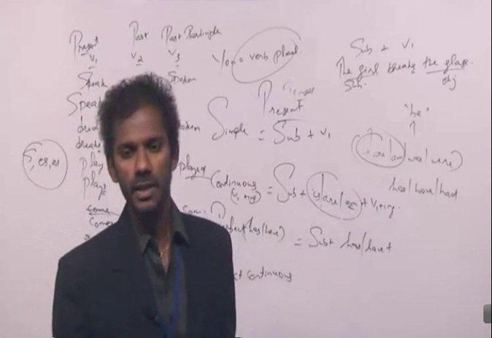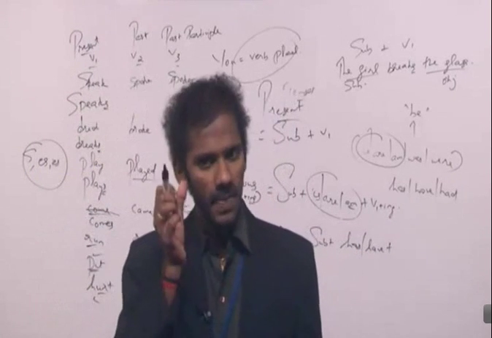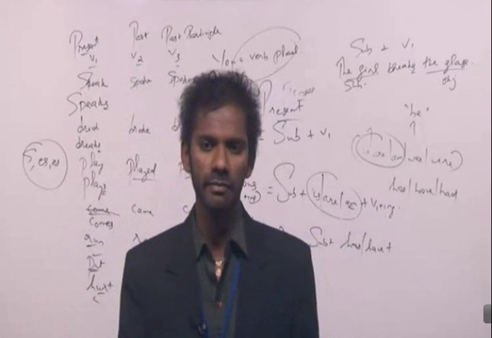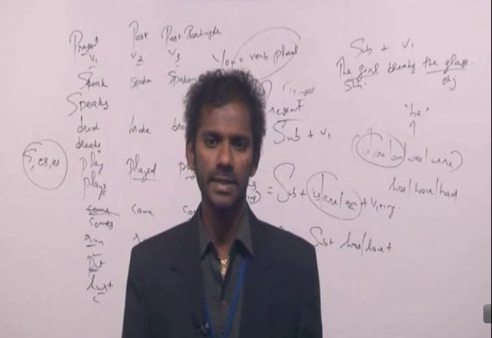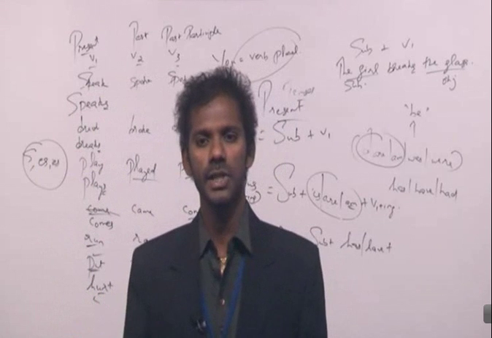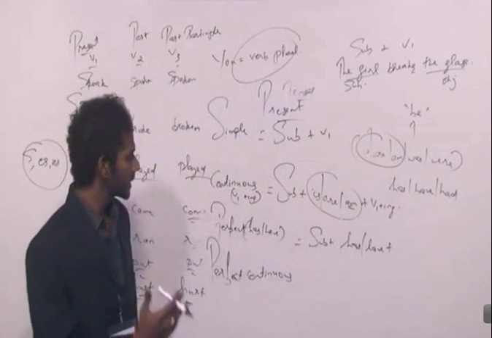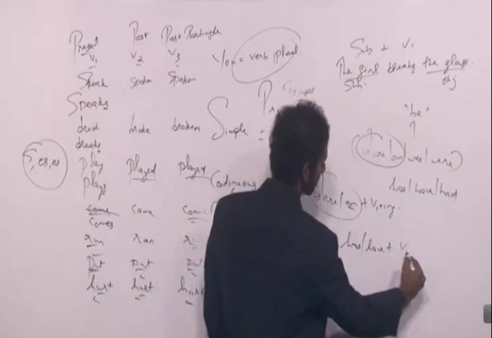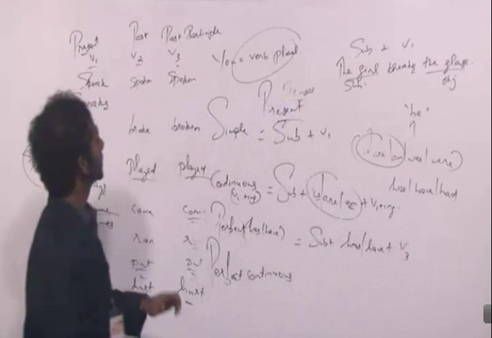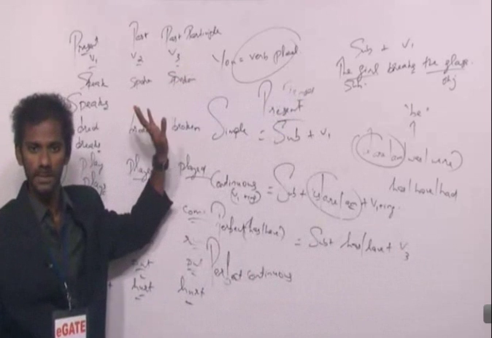Should it be V1 or V2 or V3? Present perfect: subject plus has or have plus V1 or V2 or V3. Which form of the verb should come in present perfect tense? It should be subject plus has or have plus V3. V3 is the past participle form of the verb, right?